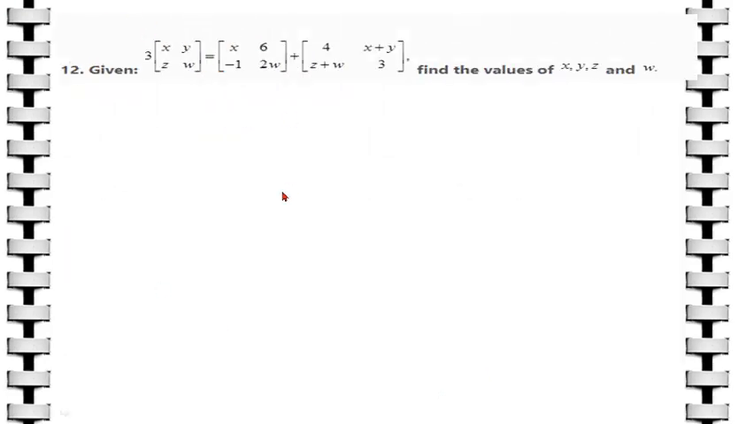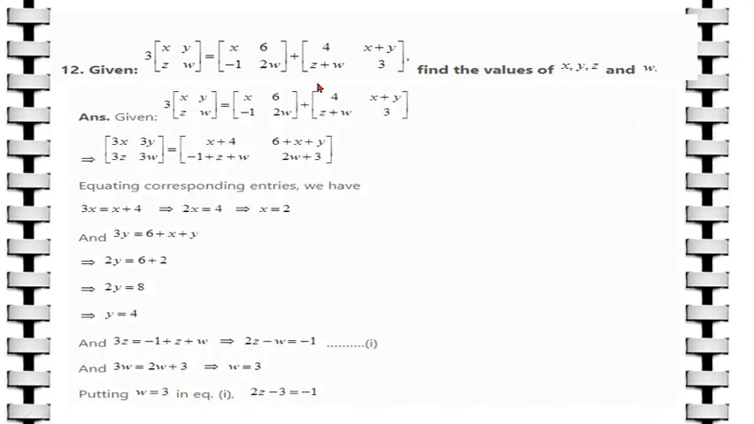Question number 12. Here again one equation is given and we have to find the value of x, y, z and w. On the left hand side we multiply all the elements with 3 and on the right hand side we add them. So let's see. When we multiply this matrix with 3, we get the resultant matrix as 3x, 3y, 3z and 3w. On the right side, we add the corresponding elements of these two matrices. So we have done that.